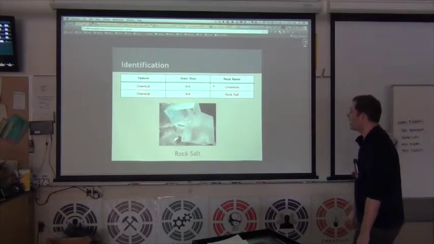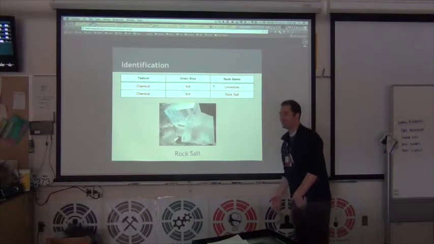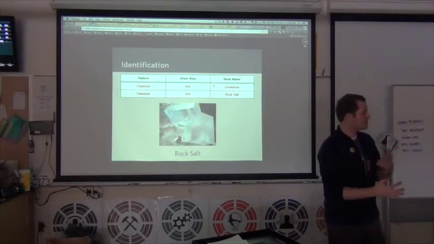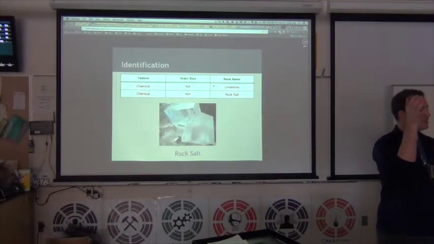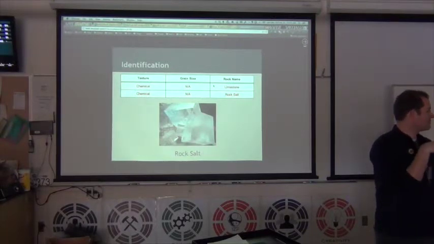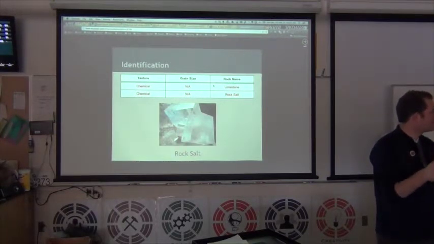Okay, this is rock salt. So how this forms is you've got water with salt dissolved in it, and then as the water comes off, we build up these crystals, these rocks, and that's a sedimentary rock.